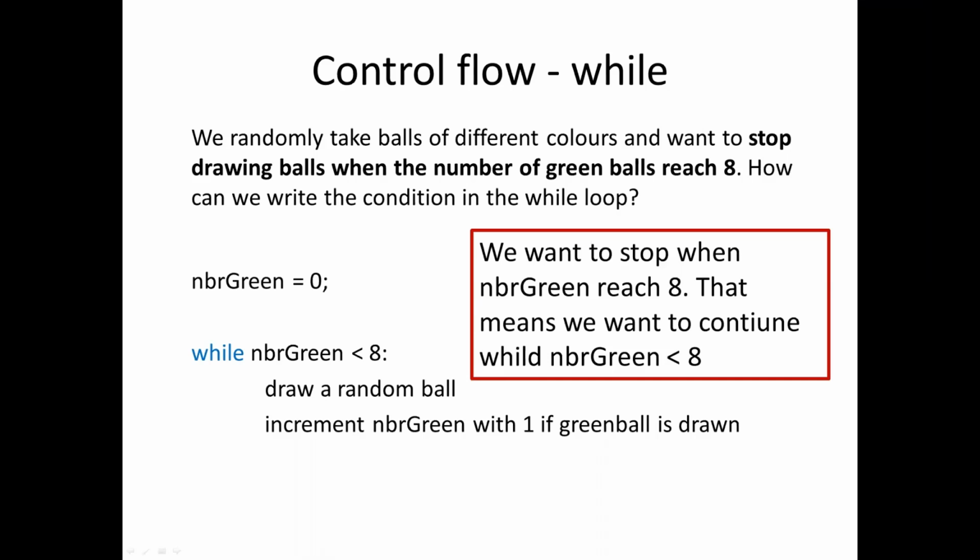In this case, we want to stop when number green reaches 8. Do not think about when to stop. Think about how long the loop should continue running. In this case, the loop will continue until number of green reaches 8. So the condition can be while number green is less than 8. It is easy to get confused about when to stop and when to continue. For a while loop, think about when to continue rather than when to stop.